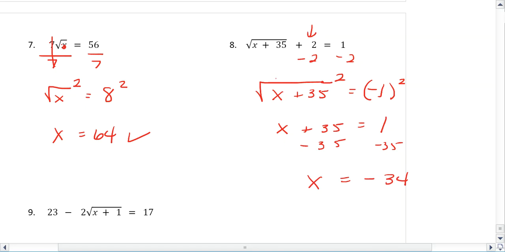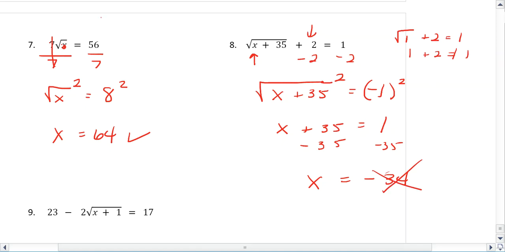So let's check our answer. Bring that negative 34 right here. Negative 34 plus 35, that's 1. So I have the square root of 1 plus 2 equals 1. I'm just writing this out so I can check it. And then we have a problem here. 1 plus 2 is not equal to 1. This answer did not check out. This is a garbage answer, even though we did all the math right.